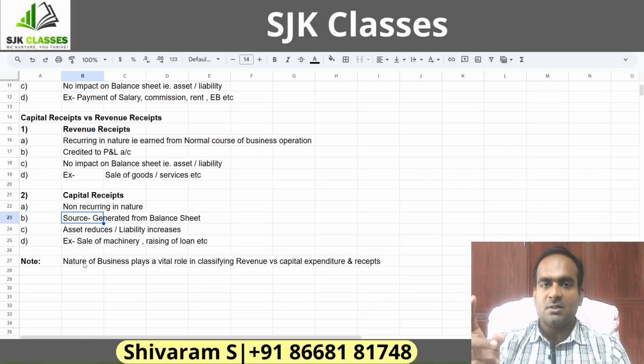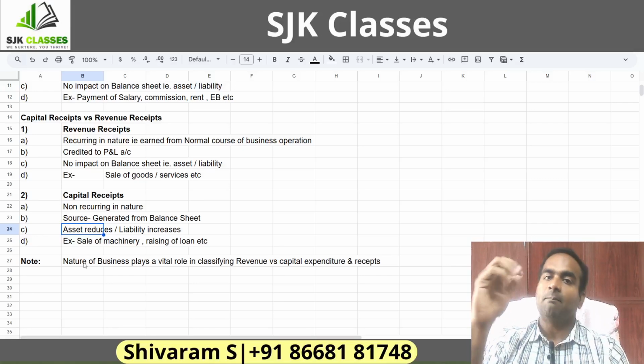So what happens is there are two possibilities. One thing is the asset will reduce whenever there's a capital receipt. The asset might come down. For example, selling of machinery. When I sell a machinery, I receive money. So this receipt is a capital receipt. Asset reduces, right? Similarly, the liabilities might go up.